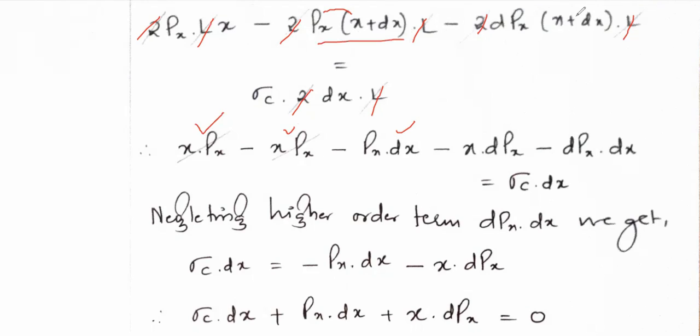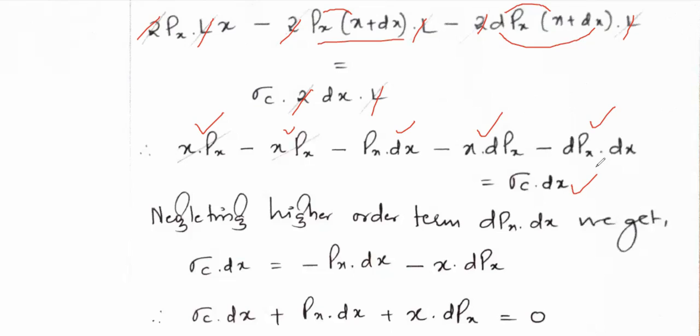Once again minus into minus, dPx into x. I'll be multiplying these two terms. So it is minus dPx into x, minus into plus sign, so we are having a minus sign. Then multiply these two terms, so it is dPx into dx, that is equal to sigma c into dx. So after cancelling all the common terms, you'll be getting this equation.